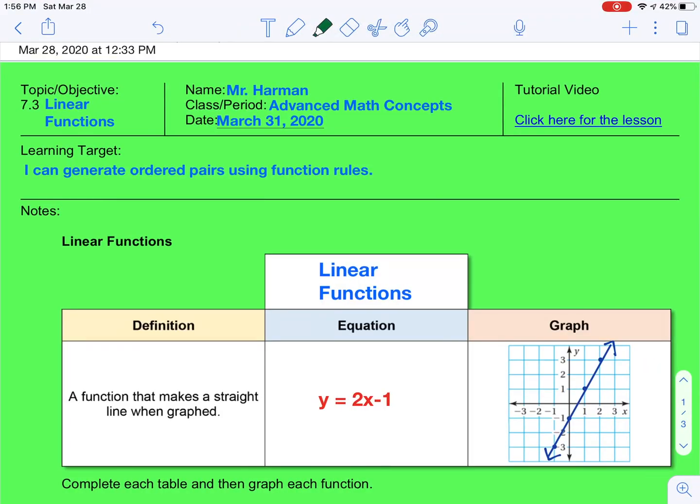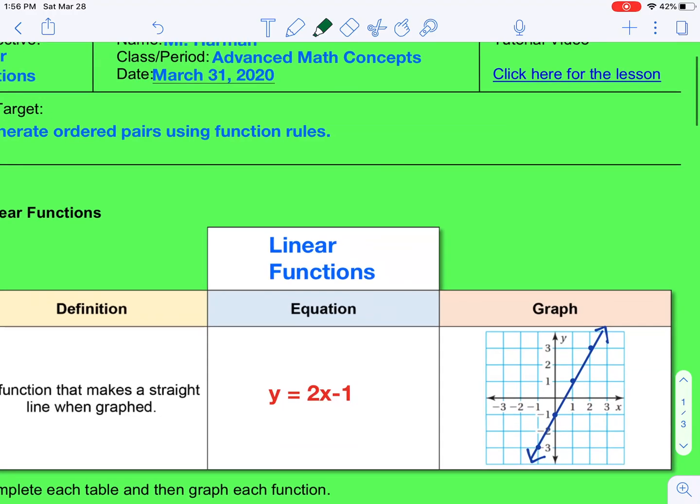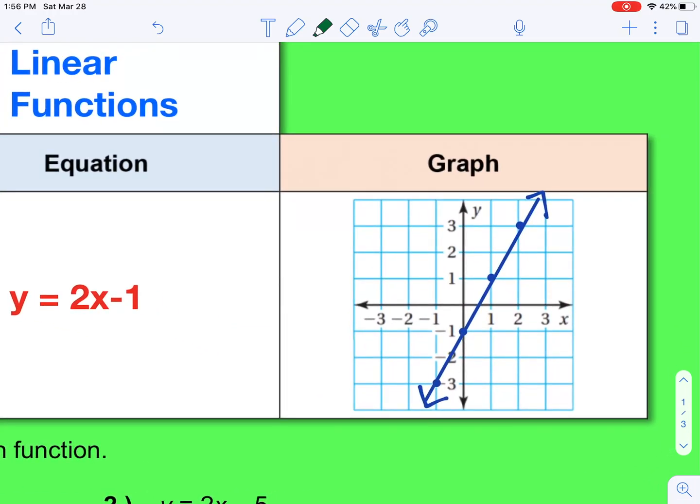So our learning target is I can generate ordered pairs using function rules. If you remember, in our last problem that we did in 7.2 together in the notes, we added a column with x and y, which was our ordered pairs. So that's what we're going to be doing today. The difference between a function and a linear function is that a linear function makes a straight line when graphed. So if you look at our problem here, that graph is a straight line, so therefore it's a linear function. Not all graphs are going to be straight. For the most part, we're going to talk about linear functions, so all of them will be straight.